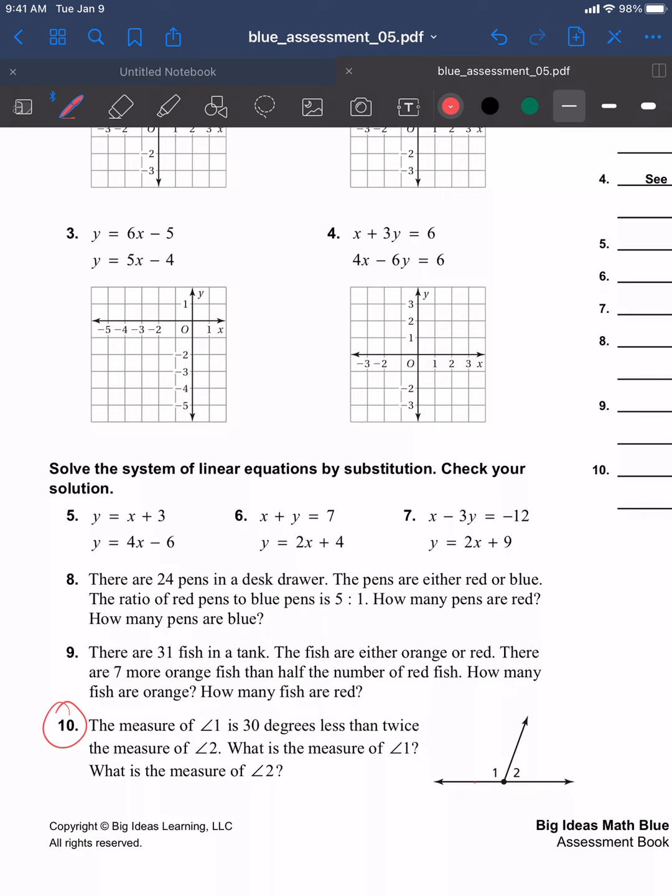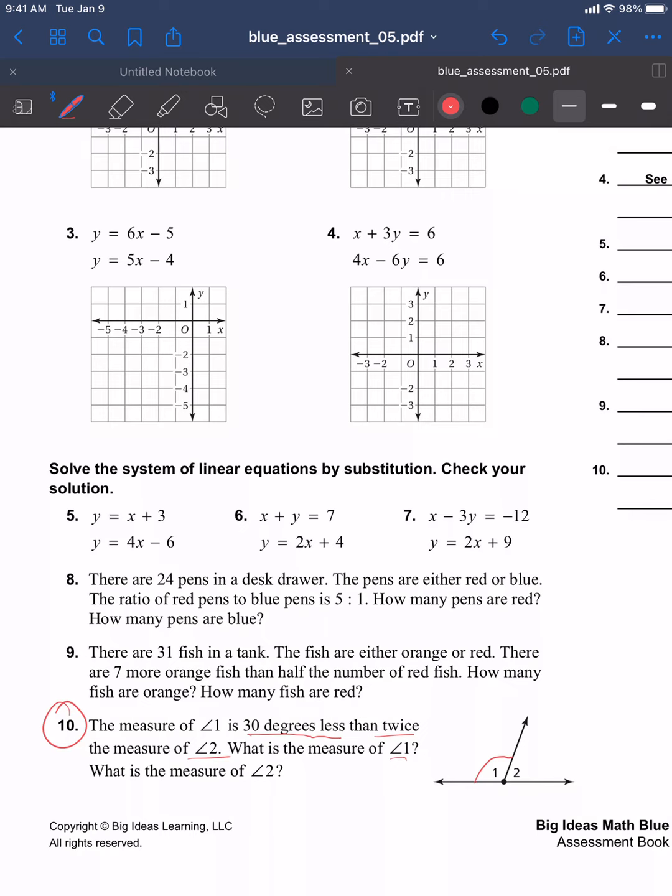They're saying the measure of angle 1 is 30 degrees less than twice the measure of angle 2. Ooh, this one isn't very much fun. Okay, so they didn't say it's 30 degrees. I didn't read it all the way. The measure of angle 1 is 30 degrees less than twice the measure of angle 2. What is the measure of angle 1? I always have to break these kind of problems up and butcher them.